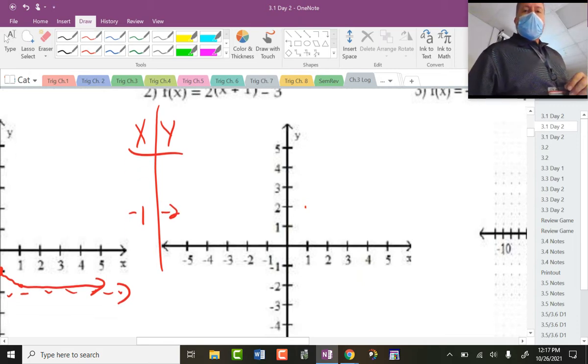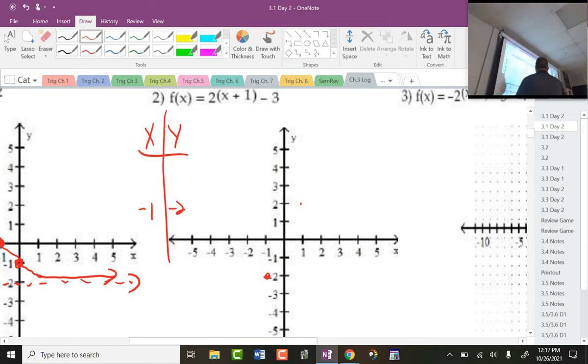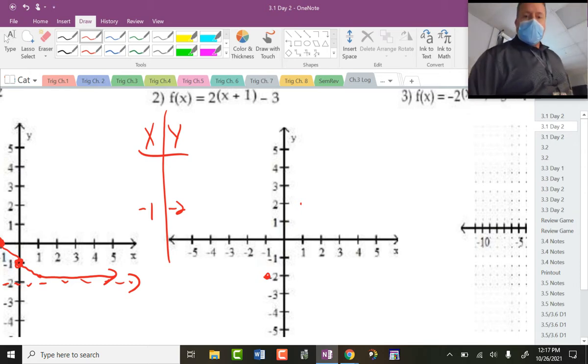Okay, and then where's the asymptote, Jake? So negative 1, negative 2. Where's the asymptote because of transformations? Right here. So y equals negative 3.